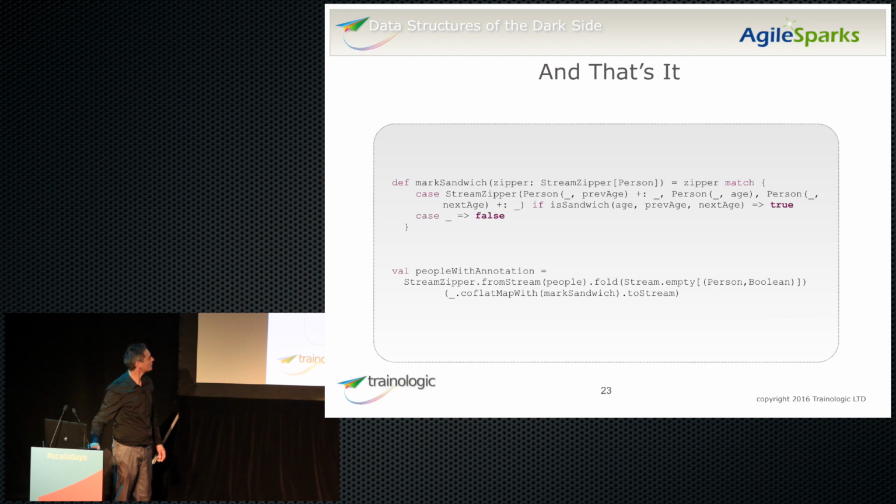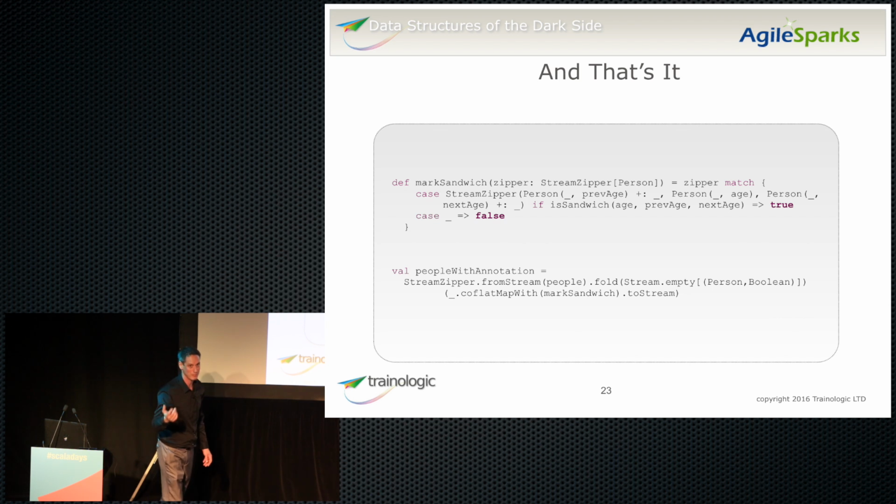You see, I don't need to extract here the person. This person, I don't need to extract it. I just return a true. And here I'm returning a false. And now the solution to what we started from is people with annotation. You see, I'm taking the people. This is a stream. You cannot create a zipper out of a stream. The stream may be empty.